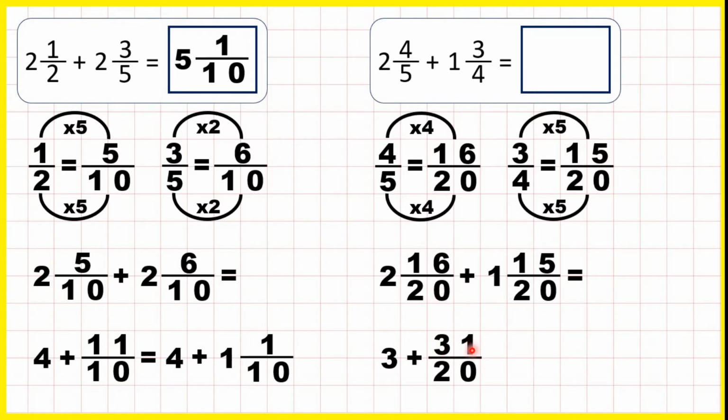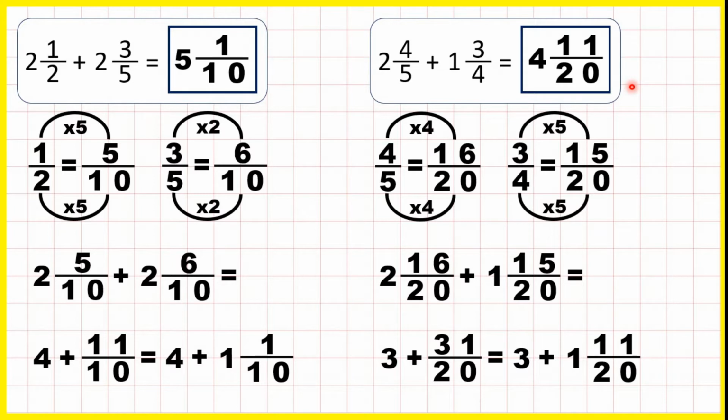We keep the denominator the same, so we have 3 plus 31/20, but we can't write 3 and 31/20 as our answer, because we can't have an improper fraction in a mixed number. So we need to change 31/20 to a mixed number. Instead of adding 3 plus 31/20, we can have 3 plus 1 and 11/20, because 31 divided by 20 is 1 remainder 11. So 3 plus 1 is 4, we still have our 11/20, so our answer is 4 and 11/20.